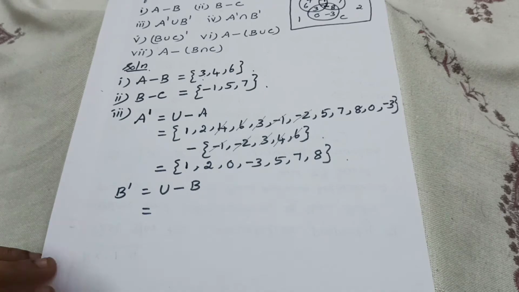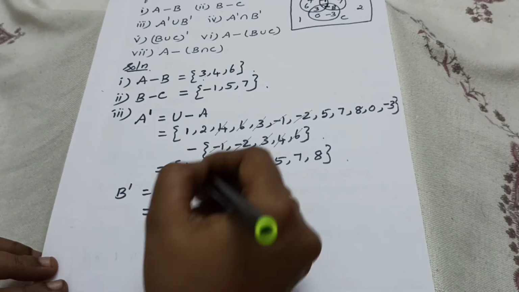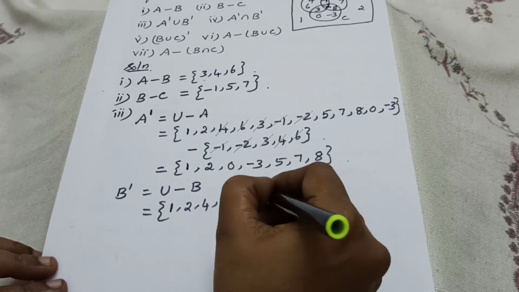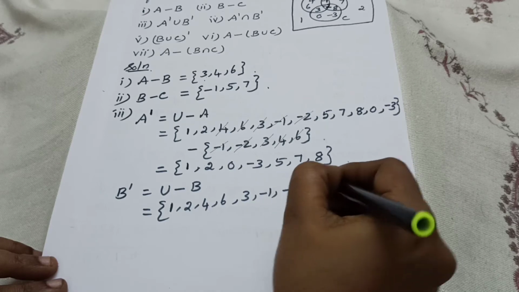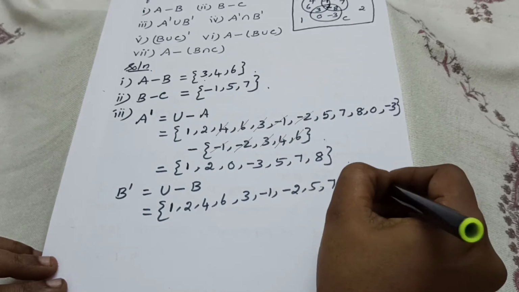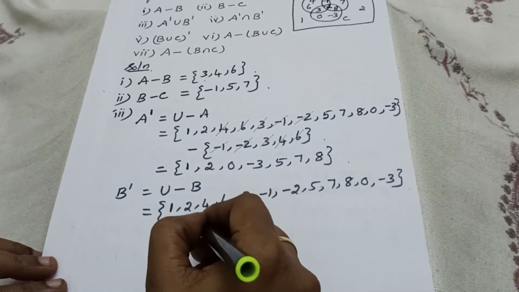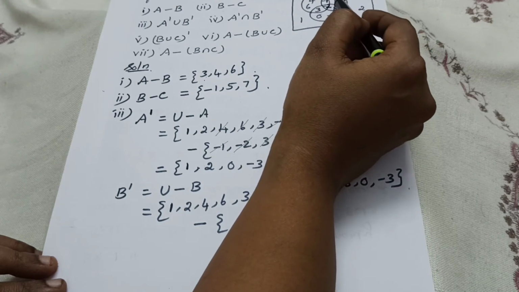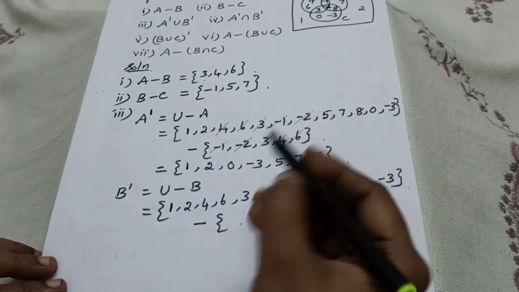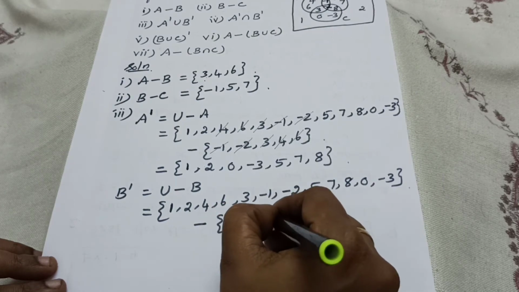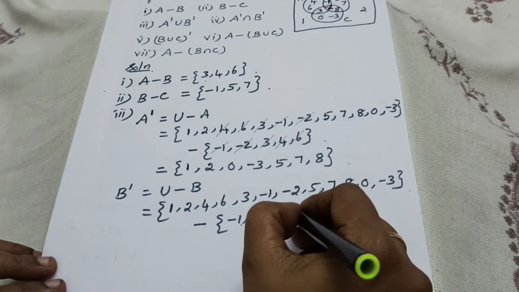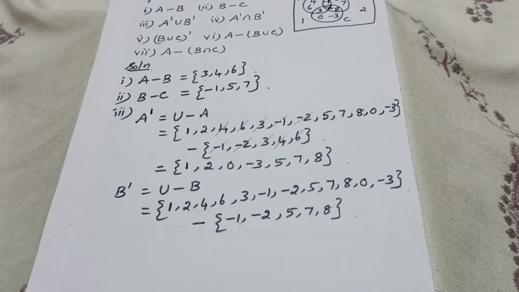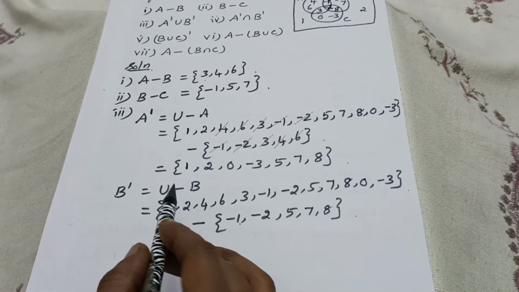Then universal set. What are the universal set you say? Then already we wrote here 1, 2, 4, 6, 3, minus 1, minus 2, 5, 7, then 8, 0, minus 3. Okay. Then minus B set. B, what are the elements you say? From the Venn diagram we have to write minus 1, minus 2, then 5, 7, 8. That means here except this B set, remaining universal set.